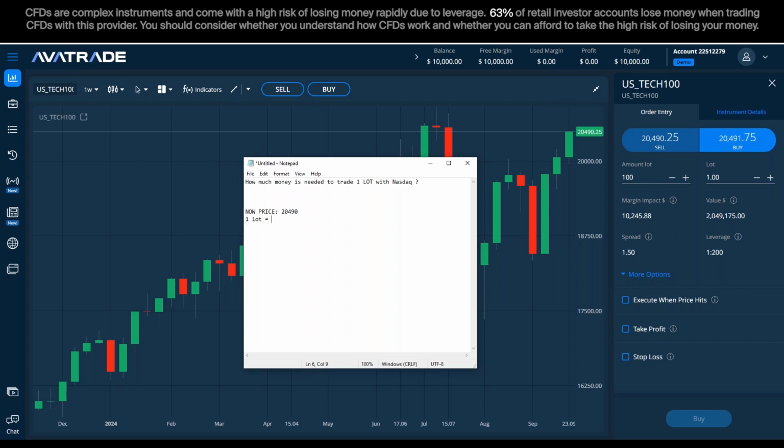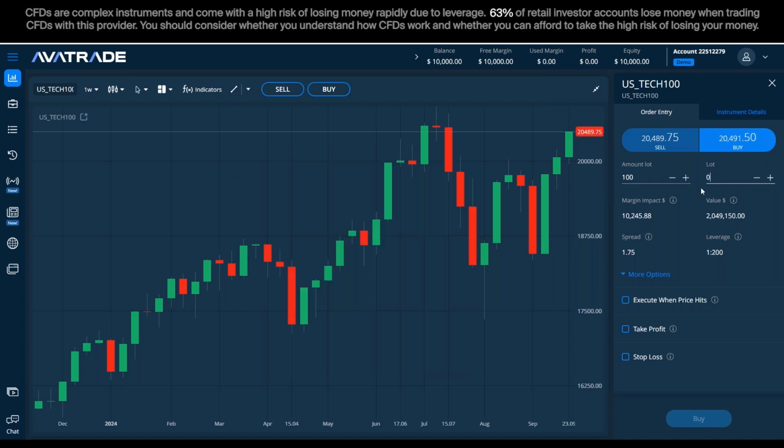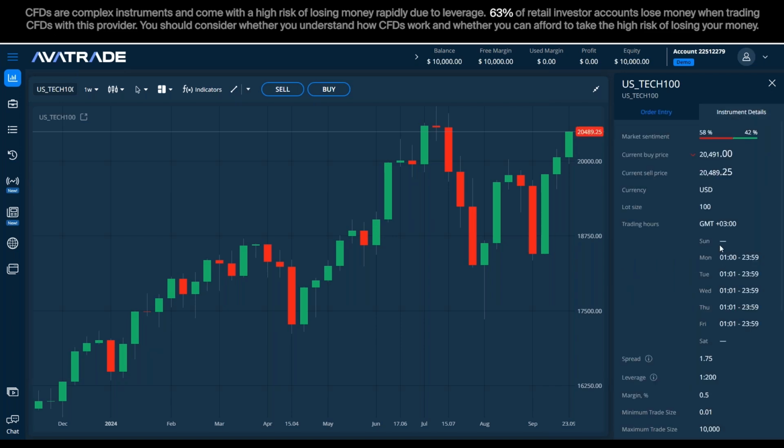One lot equals 100. That's the contract size for Nasdaq. If I would want to know more specific details about Nasdaq, you saw that this is a very nice way to know how much one lot is. But if I want to go a little deeper, I can go to instrument details.